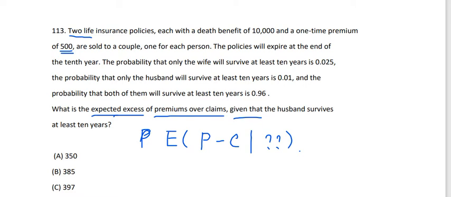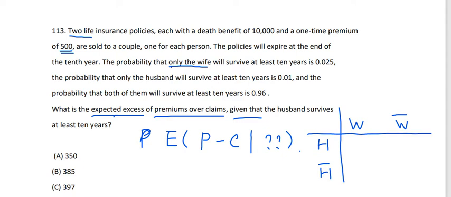So the probability that only the wife will survive is given. So for wife or husband, for the wife we have 2 cases. The wife can survive and the wife will die. So we just use this notation, right? And for the husband, he will survive or he will die. So for this probability, we can use the table.